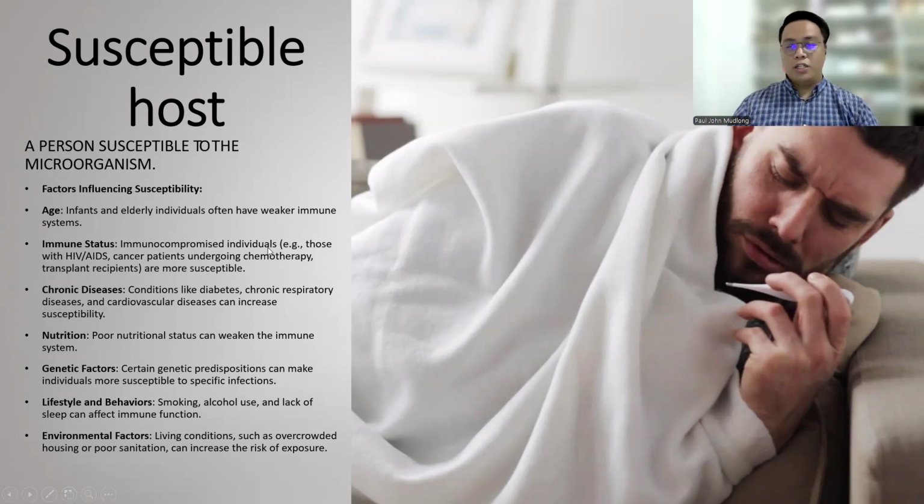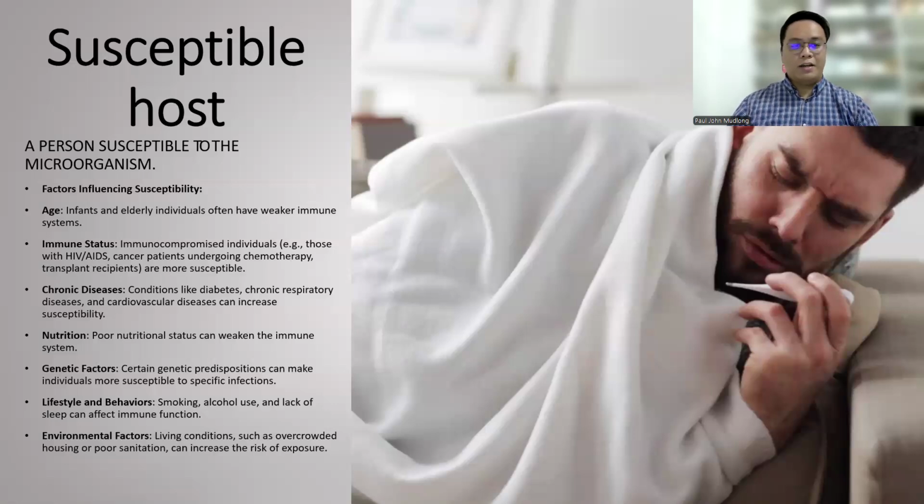Next one would be immune status, immunocompromised individuals. These are those individuals who are already immunocompromised. Immunocompromised means that they have a weaker immune system because of pre-existing conditions like HIV, AIDS, and cancer patients undergoing chemotherapy. As we all know, in patients undergoing chemotherapy, all of the cells, whether good or bad, are being targeted by chemotherapy. Transplant recipients are also more susceptible.